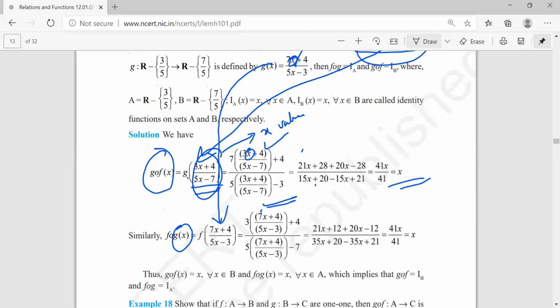So this implies g of f of x is equal to f of g of x, and these are called identity functions. If you get the same answer, you write it as identity function. This carries 2 marks, 3 marks for you.